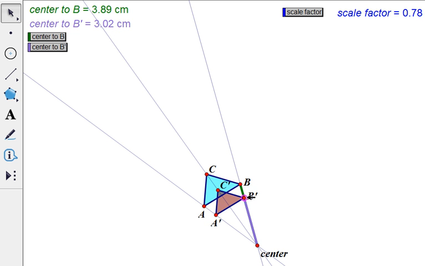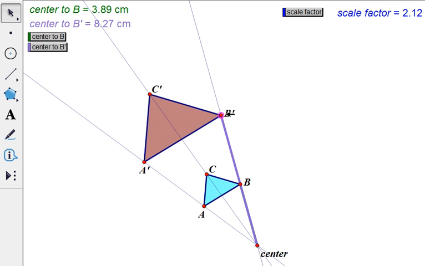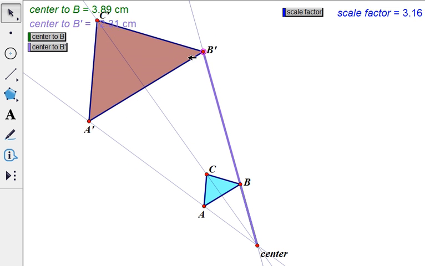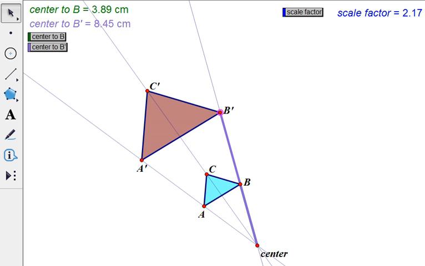When I bring that image in closer to the center, now notice the scale factor. So all these times where the image is closer to the center, notice the value of my scale factor. When I get the preimage to land essentially right on top of the image, notice the scale factor, it's 1. And then when the image is bigger or farther away, look at my scale factor. It's bigger than 1.